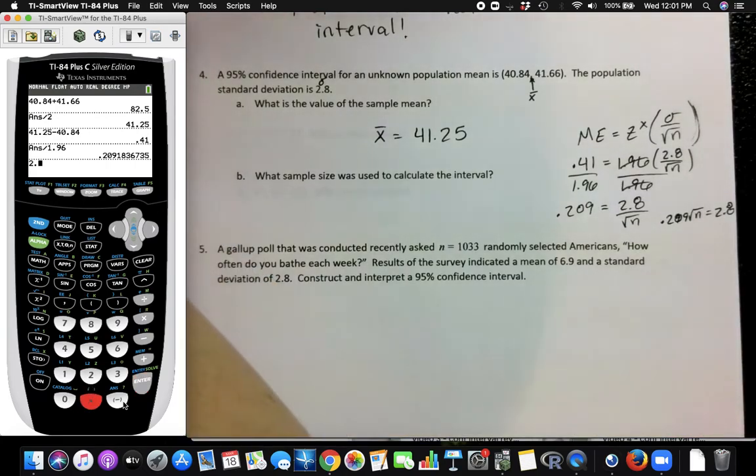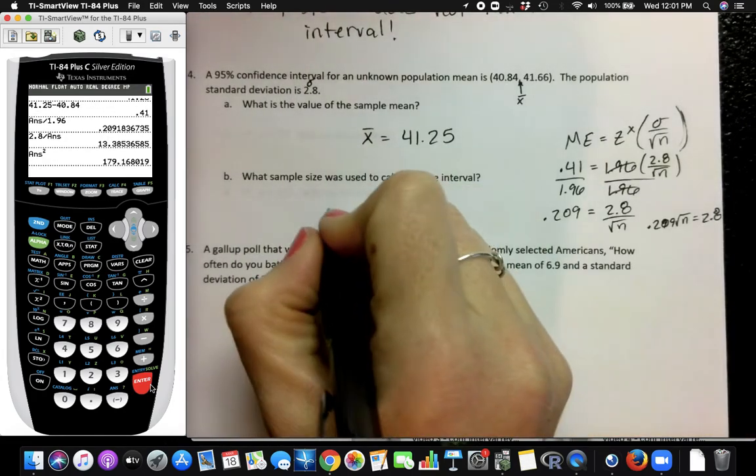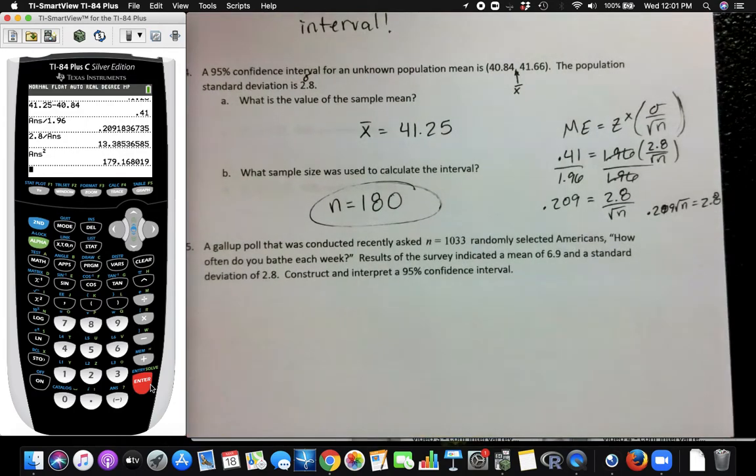So I have to do 2.8 divided by my answer, and I then have to square that. And I'm going to round up. So 180 needed for that interval.